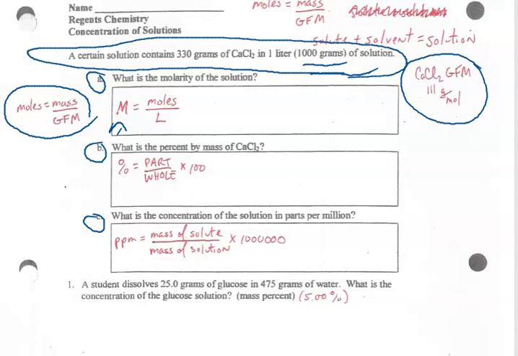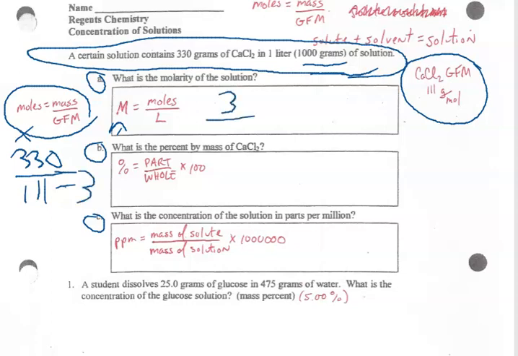First thing we're going to do here is the mole calculation. I'm going to do it right here on the side. I have a mass of 330 and a gram formula mass of 111. And when I go ahead and I divide, we're going to get the number of moles to be 2.97, which rounds to 3.